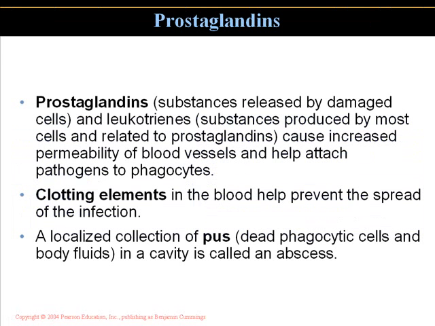Other substances that we see released include prostaglandins. These substances are released by damaged cells, and leukotrienes, which are substances produced by the cells related to prostaglandins. They cause increased permeability of blood vessels. They help to attach pathogens to phagocytes. Clotting elements in the blood help to prevent the spread of infection.